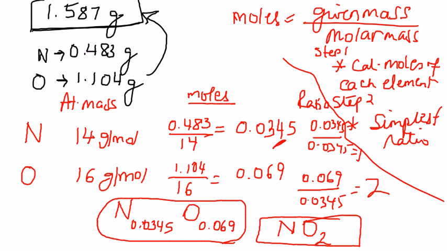So basically, there are only 2 steps. The first one is again to calculate the moles of each element. Once you've done that, simply pick the least of all and divide all the numbers by that least number, and that will give you the simplest ratio and hence also the ratio in case of the empirical formula.